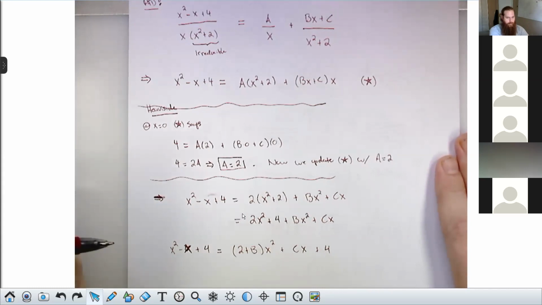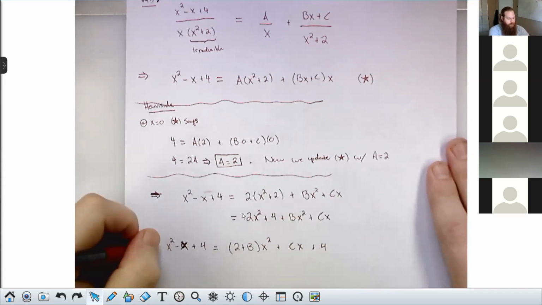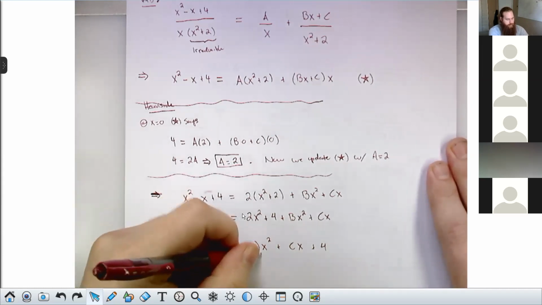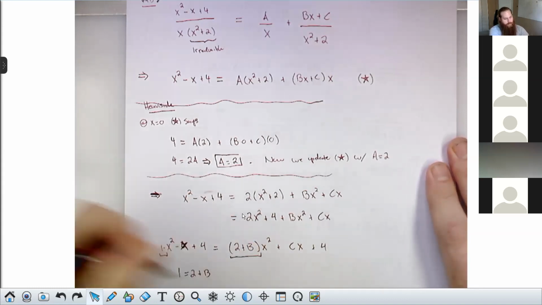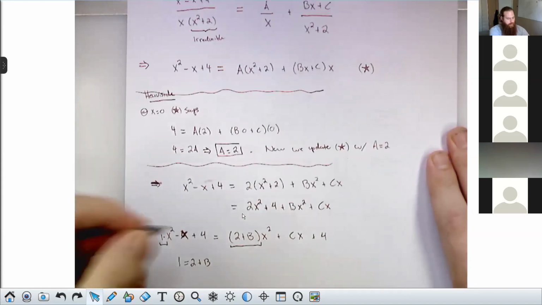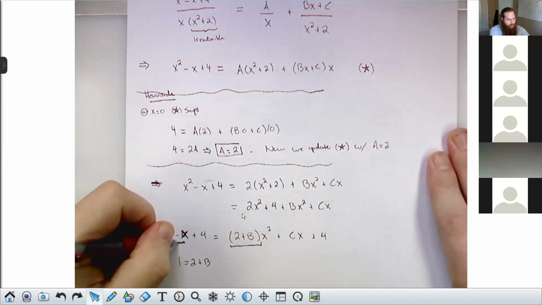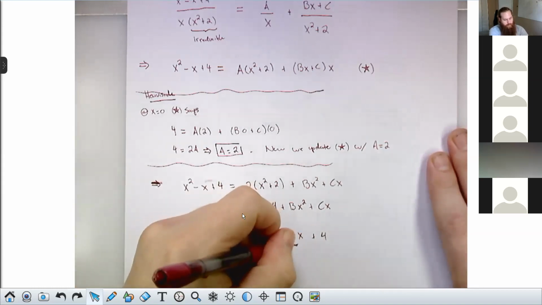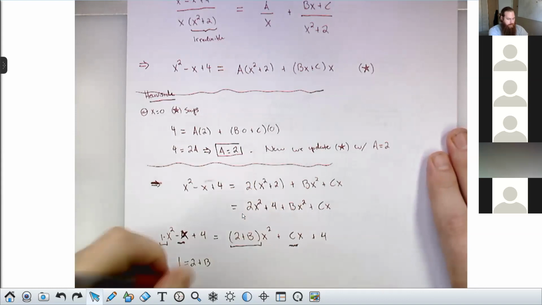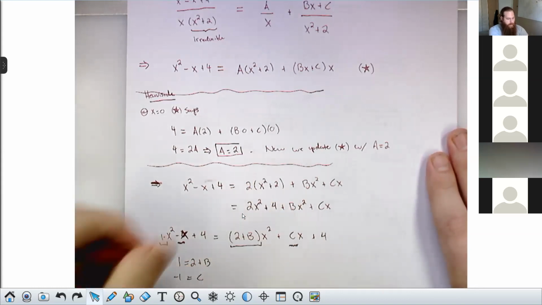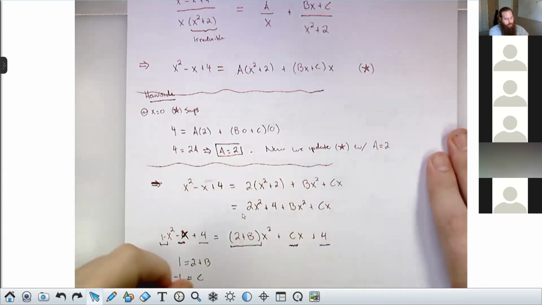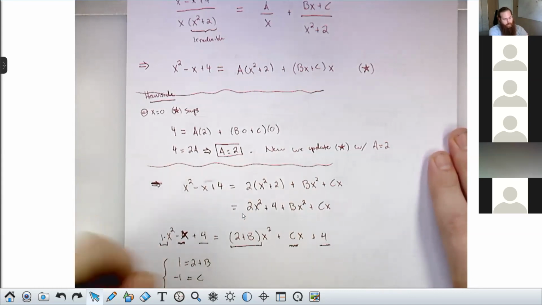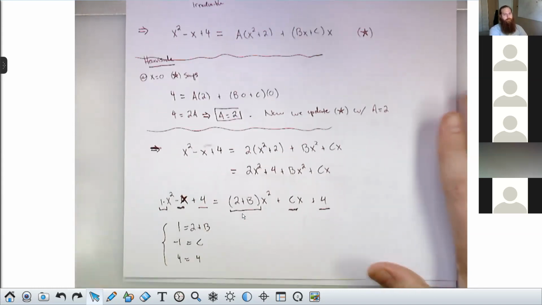Okay. So now I equate coefficients. On the left over here, I've got 1 times x squared. On the right over here, I've got 2 plus b times x squared. So 1 has to equal 2 plus b. On the left here, I've got minus 1x. On the right over here, I've got c times x. So minus 1 has to be equal to c. And then it's silly to write down, but we can. The constant terms have to be equal, so we get 4 equals 4. Thank goodness. I get worried when 4 is not equal to 4.